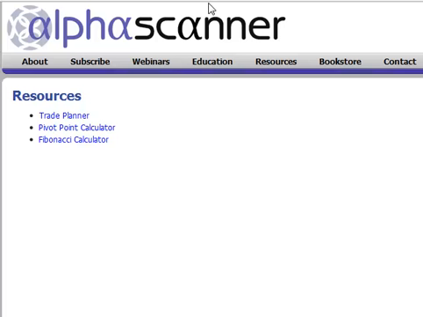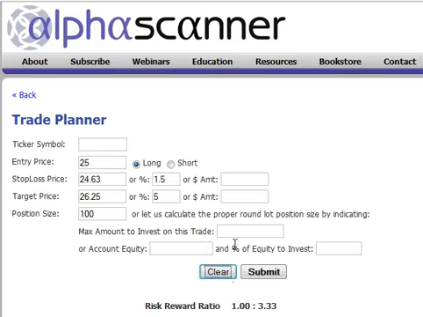Today what we're going to do is take a look at one of the free resources available on the site, which is called the Trade Planner. We always hear, plan your trade and trade your plan. Well, what this allows you to do is take an objective look at a stock and then assign a risk reward to it. Now, when we think of a risk reward, we're thinking, risk a dollar for a potential three parts or $3 reward.